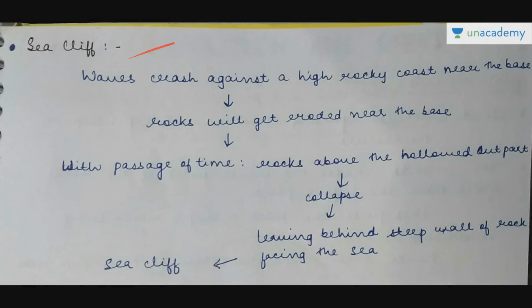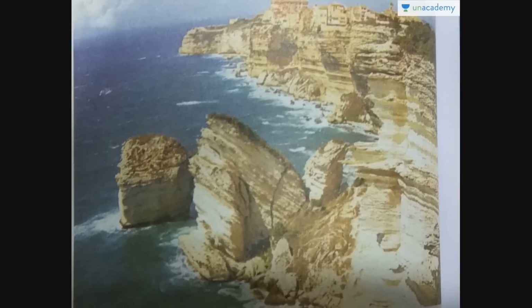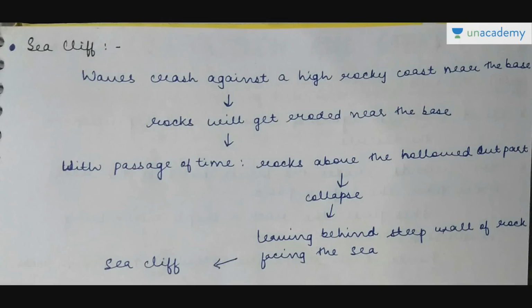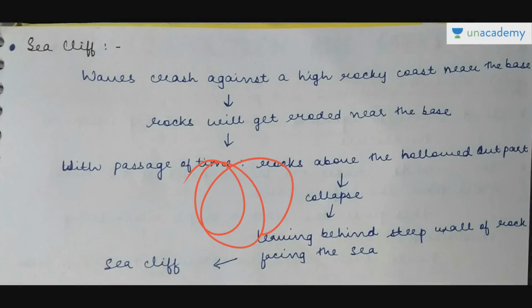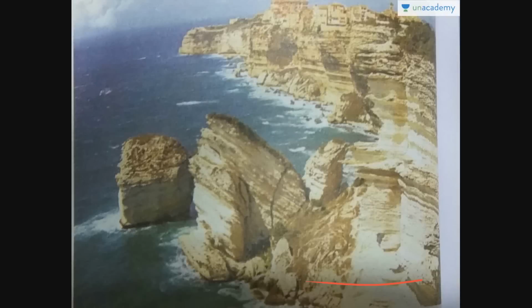Then there is a concept of sea cliff. Now when waves crash against a high rocky coast near the base, now you'll see, this entire thing was the rocky coast, and when the waves start hitting this coast, what happens near the base, right? So it is happening near the base of the coast. So the rocks will get eroded near the base, and with the passage of time, the rocks above that hollowed out part will collapse, and it will leave behind the steep wall of rock which will face the sea. So this is the sea cliff.